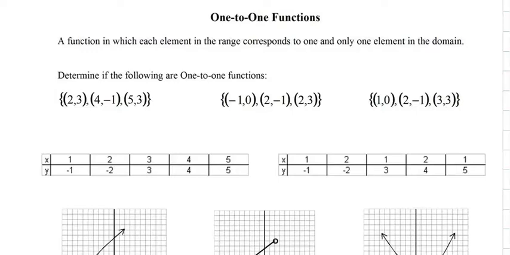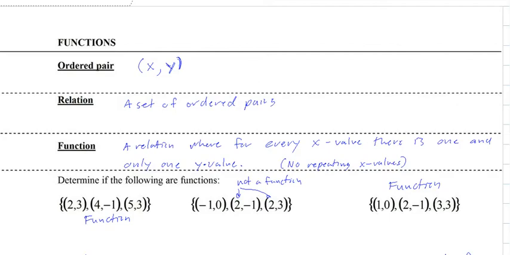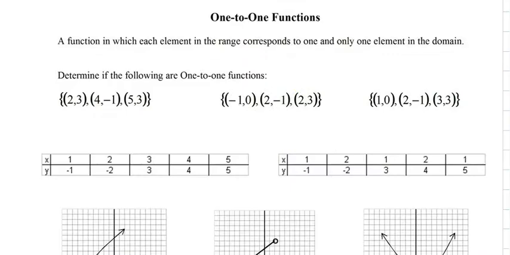This is one-to-one functions, and before we cover one-to-one functions, let's go back over what a function was. A function is a relation, and that's a set of ordered pairs, where for every x value there is one and only one y value. Now a one-to-one function is a function in which every element in the range corresponds to one and only one element in the domain.